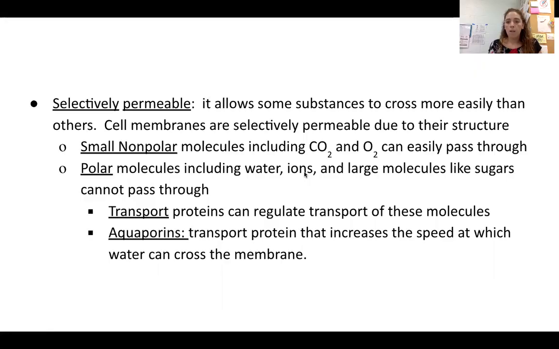Polar molecules like water, ions, and large molecules, such as sugars, do not pass through as easily. Water can kind of squish its way through. Given enough time, some other things might pass, but it's a lot harder. Those are where the transport proteins come in. Some transport proteins are going to allow anything to pass through. Others are going to be specific, and they help regulate the transport of these molecules. There's also a special transport protein called an aquaporin, which becomes very important in allowing water to pass through the membrane.